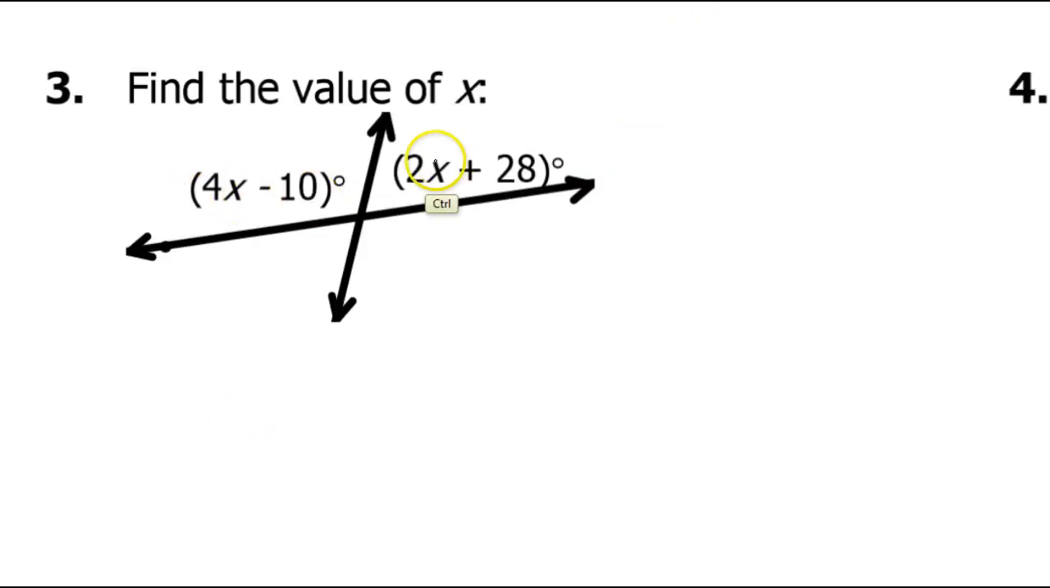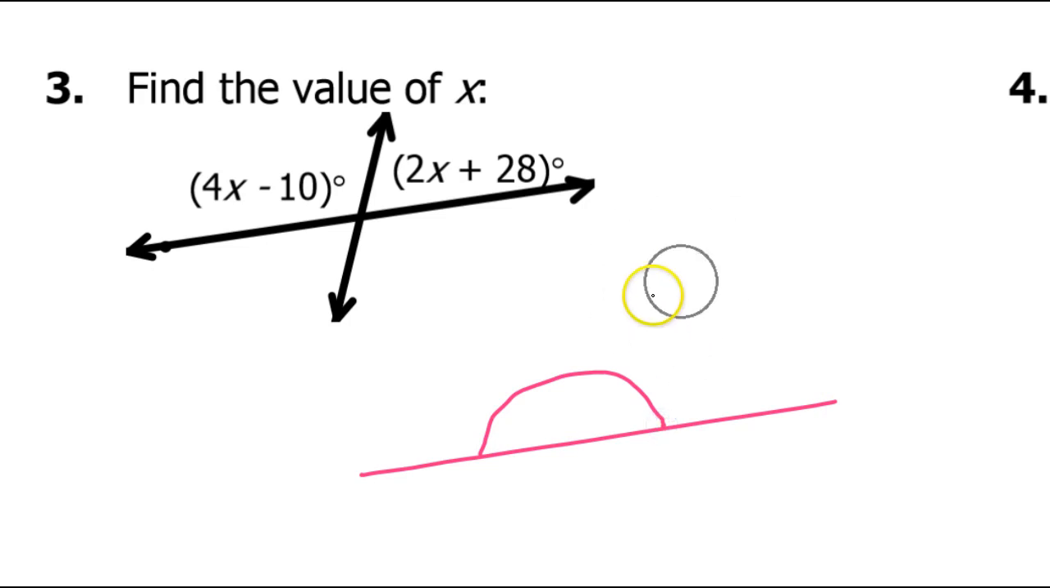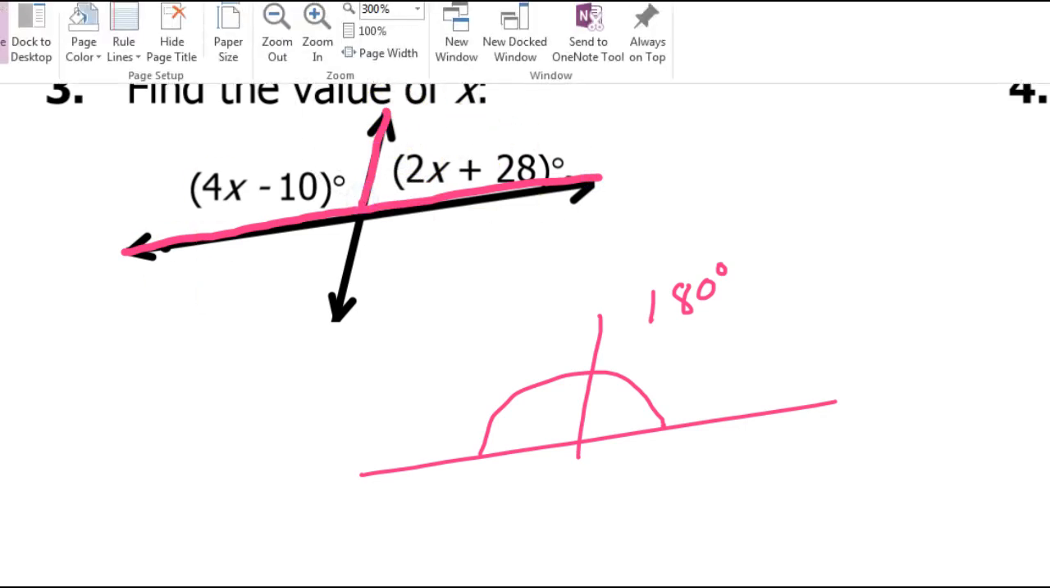The angle pair shown in problem number 3 is called a linear pair. If you have a straight line, you know that it's going to be 180 degrees total. So if you take a straight line and split it up into two angles, you know they will be supplementary. You know they will add up to 180 degrees. So that's what's happening right here. You can see that we have a straight line being split up into two angles. So these have to add up to 180.